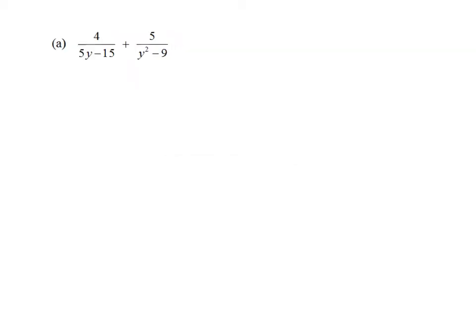So in exercise A, I have 4 over 5y minus 15 plus 5 over y squared minus 9. Let's factor both of these denominators. So that's going to give me 4 over 5 times y minus 3. For the second fraction, 5 over y plus 3 times y minus 3.